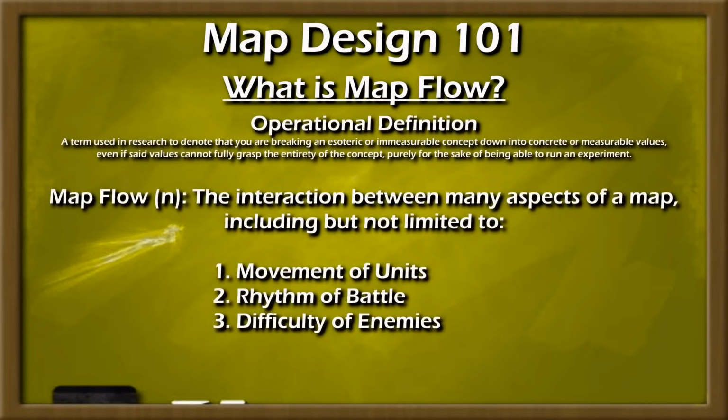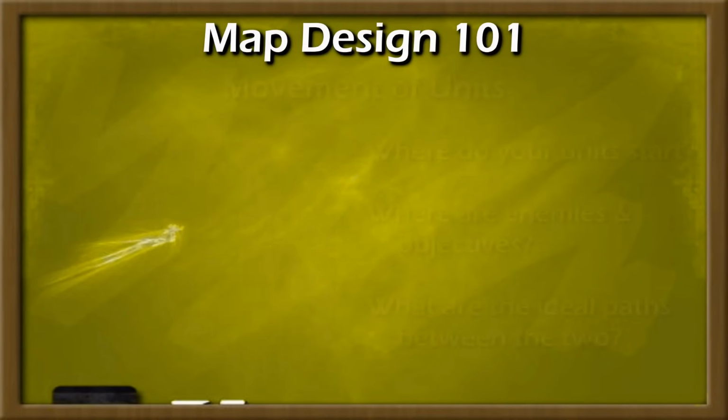To operationally define map flow, I will summarize it as the interaction between many aspects of a map, including but not limited to the movement of units, the rhythm of battle, and the difficulty of enemies. While you could subdivide map flow into even more specific categories, giving leeway for map-specific interactions and variability of player units, these three major categories encompass the majority of what is often referred to as map flow. So let's break it down.